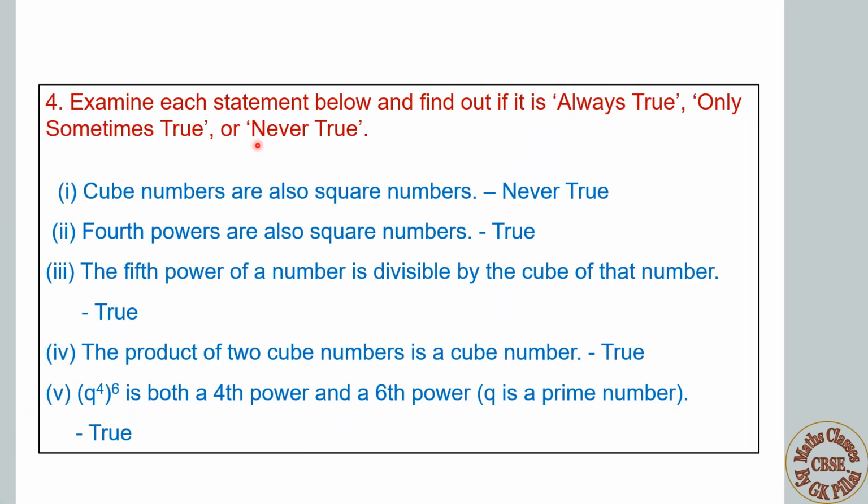Next one, examine each statement below and find out if it is always true, only sometimes true, or never true. Cube numbers are also square numbers: never true. Fourth powers are also square numbers: true. The fifth power of a number is divisible by the cube of that particular number: true only. The product of two cube numbers is a cube number: again true. Q to the power of 4 raised to the power of 6 is both a fourth power and a sixth power, Q is a prime number: that is true. These are very simple things.